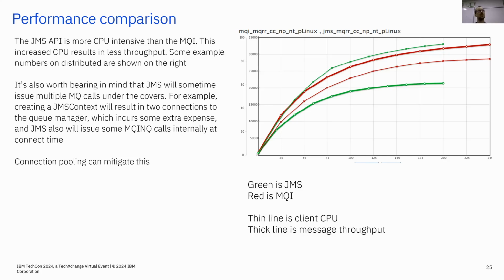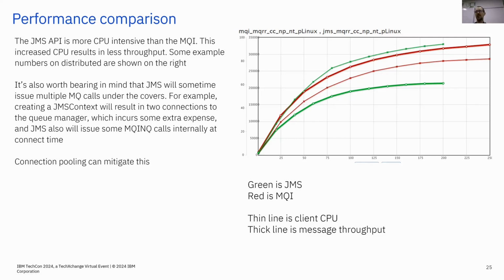So here are some example performance numbers on Linux. Green is JMS, red is MQI, and then the thick line is message throughput. So you can see the red thick line is a big chunk higher than the green thick line. So that's the MQI being able to do more messaging. And the thin line is CPU. So the green thin line is higher than the red thin line, and that means that the JMS API is kind of more costly, and that's probably down to running in the JVM and garbage collection and all that sort of stuff. So worth bearing in mind, they do not perform the same.